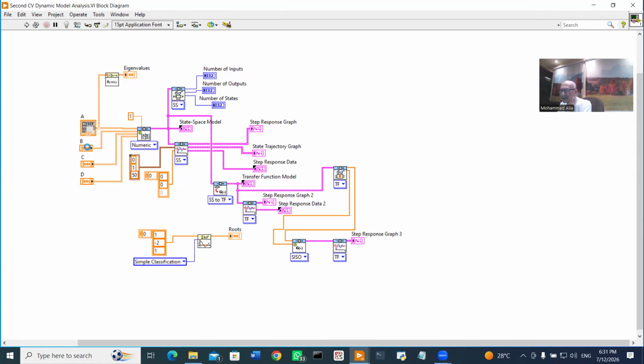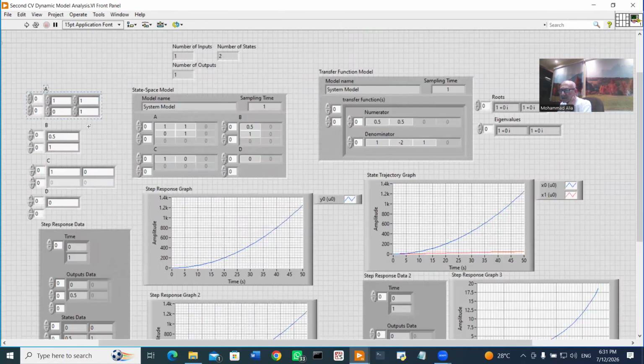And here are the matrices. Matrix A, generally, mostly affects the dynamics of the system. Here, these coefficients, this is the 1 and this is delta T, 0, 1. So these values are taken from the equation which I have shown you. Delta T is taken as 1.